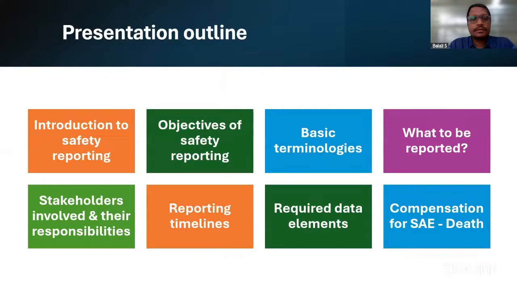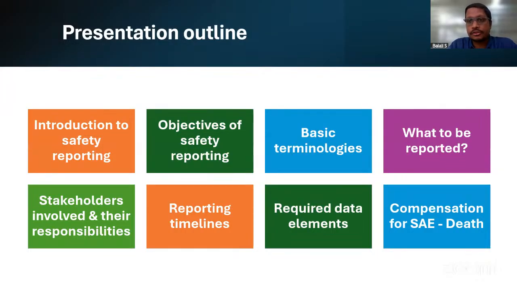I'll be covering, in the next few minutes, an introduction to safety reporting, objectives of safety reporting, and basic terminologies we use in reporting during the conduct of clinical trials. I will also cover what needs to be reported to the regulatory authorities, whom to report to, and how to report, along with the various stakeholders involved and their responsibilities, reporting timelines, and required data elements. Not everything and anything can be reported, but certain elements need to be reported.